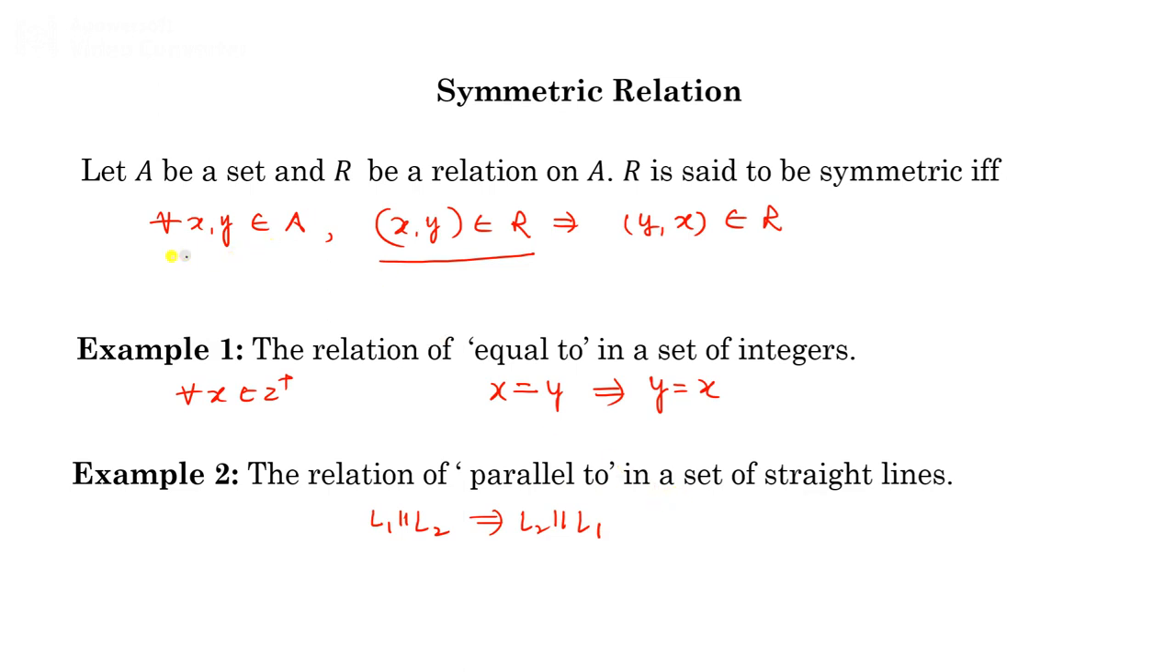Here note that for all x, y belongs to A, we are not talking about all x, y, but for all x, y such that a condition is also there. This condition (x, y) belongs to R is also there. It means we are talking about all x, y which satisfy this condition (x, y) belongs to R. Then we have to check whether (y, x) is an element of R or not.